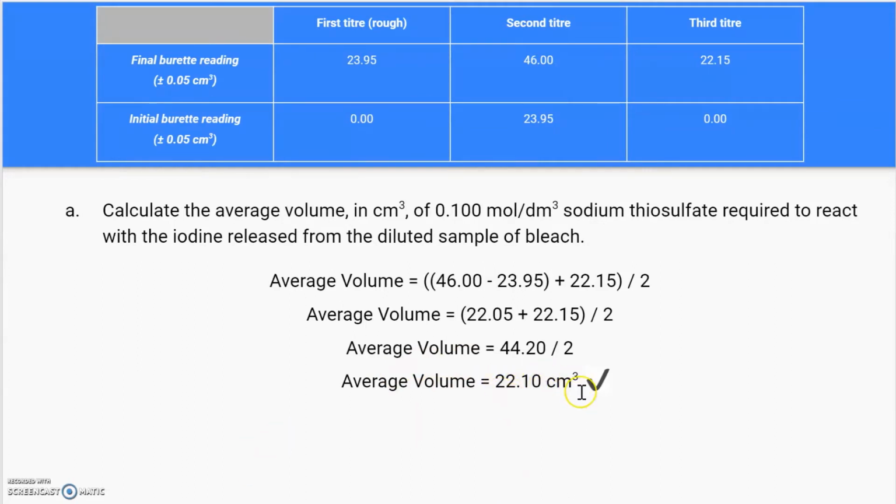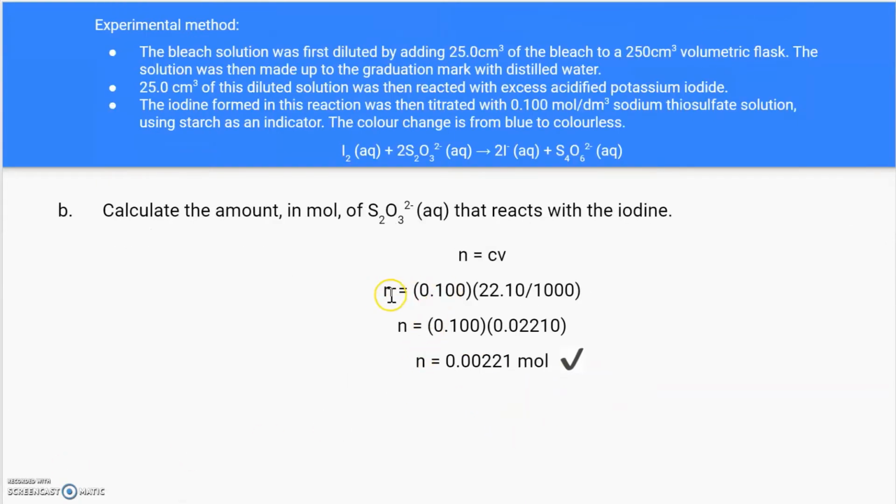However, it is in centimeters cubed, and it must be in decimeters cubed, so before calculating with it, we will divide it by 1000 to have it in the correct unit. So in the end, moles is equal to 0.1 times the quantity of 22.1, our average volume, divided by 1000, and we get that the amount of thiosulfate that reacts with the iodine is 0.00221 moles. And that'll be the end of part B.